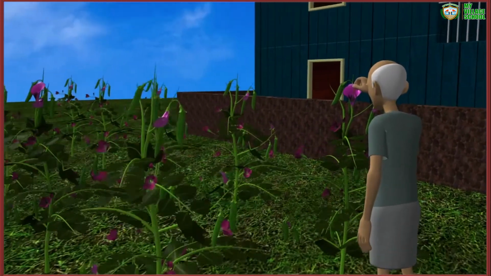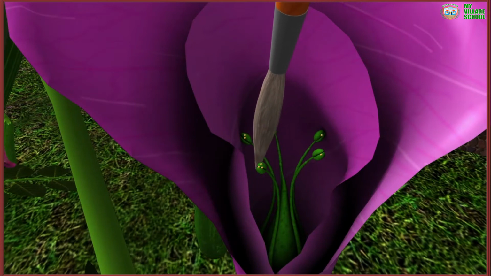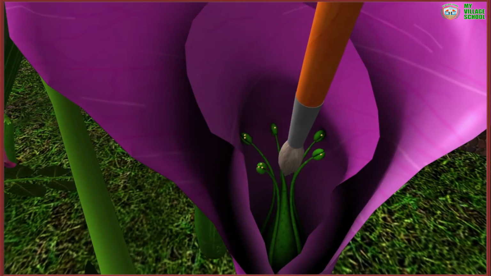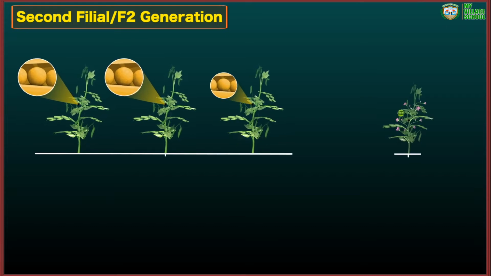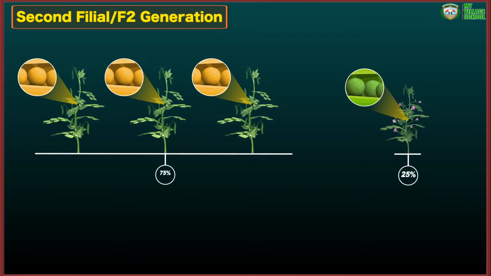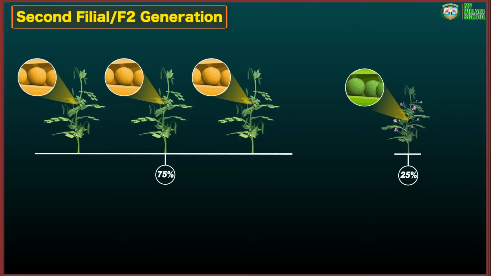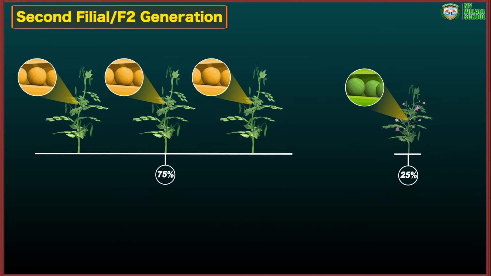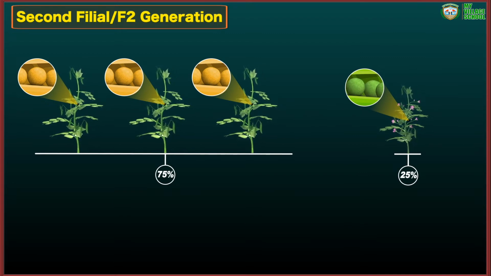Second filial F2 generation. He again self-pollinated F1 pea plants and the plants formed as a result of this are called the second filial F2 generation. In F2 generation, 75% yellow seed pea plants are produced and 25% green seed pea plants are produced. Out of this 75%, 25% pea plants are pure breed or homozygous yellow and 50% pea plants are heterozygous yellow. The remaining 25% are green seed producing pure homozygous type.